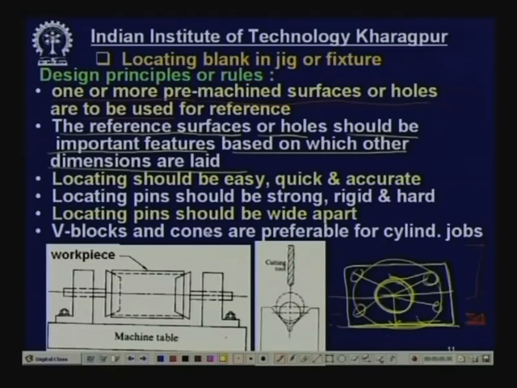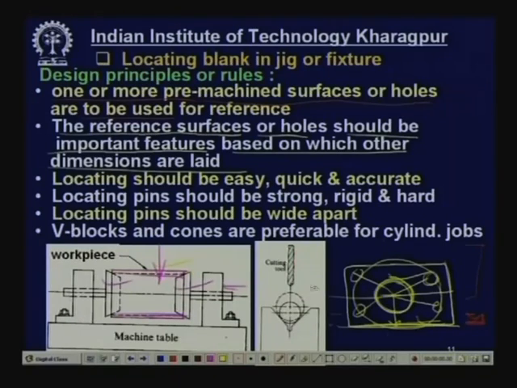V blocks and cones are preferably used for cylindrical jobs. Now, here you see there is a job, a pipe, which has to be located, supported, and mounted in a lathe or on a milling machine for some work. Suppose one hole has to be made here. So, this has to be located by two cones with pressure applied. So, it will locate, support and clamp simultaneously.